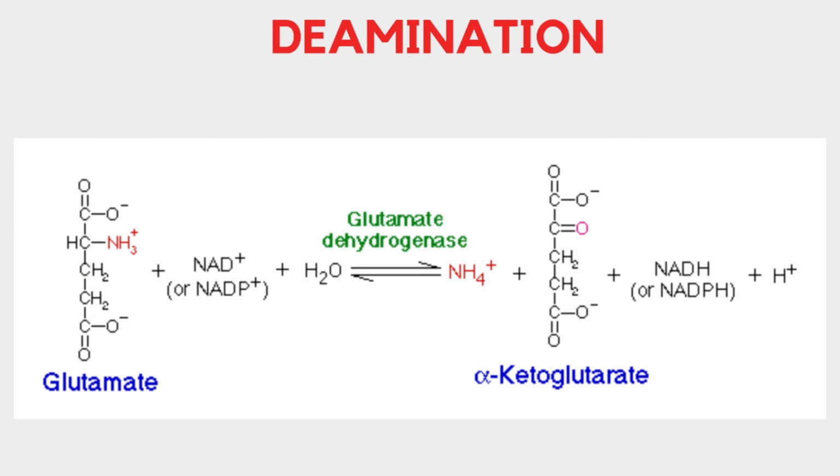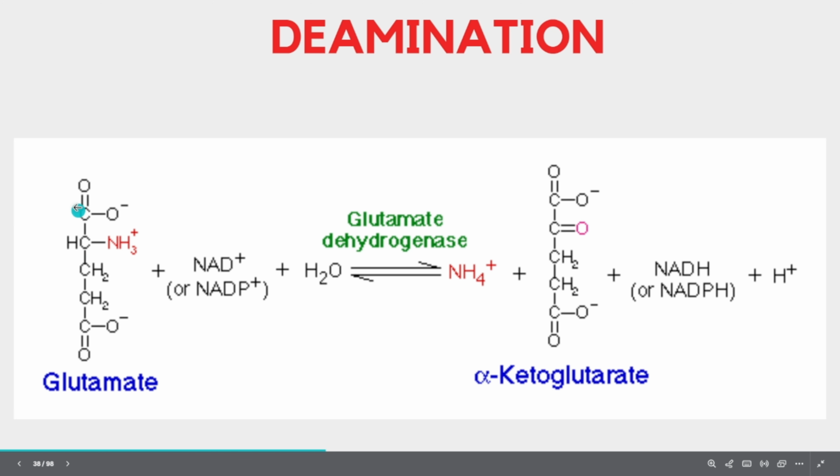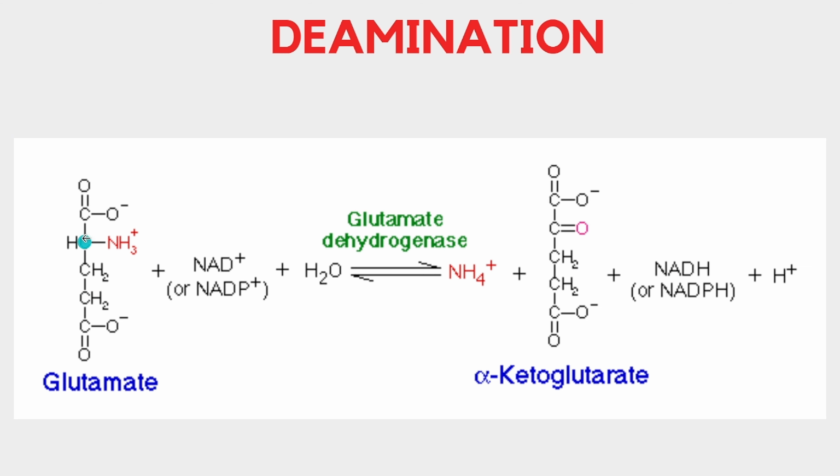So what is deamination? It is to remove the amino group of the amino acid to form ammonia, which is very toxic and soluble. You can see this amino acid, glutamate, as one example. This is the carboxyl group, and this is the amino group, the N. This is the basic structure of an amino acid.